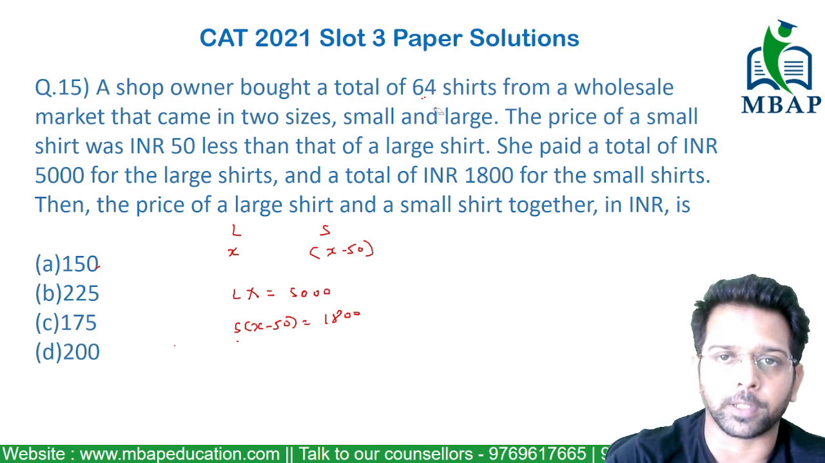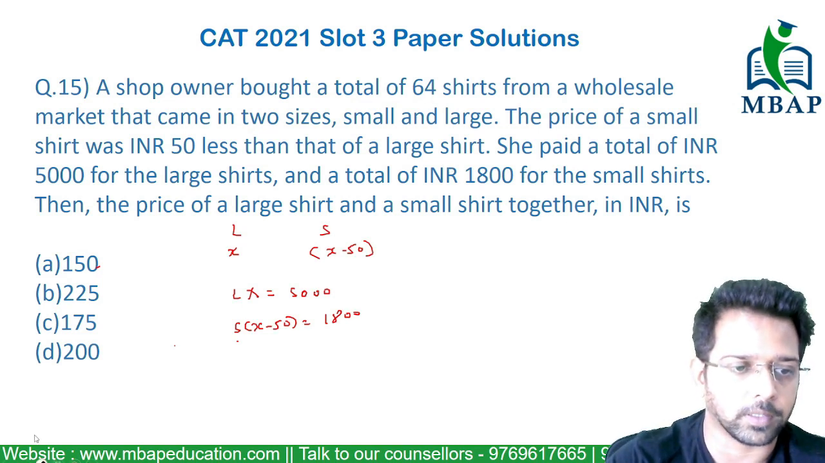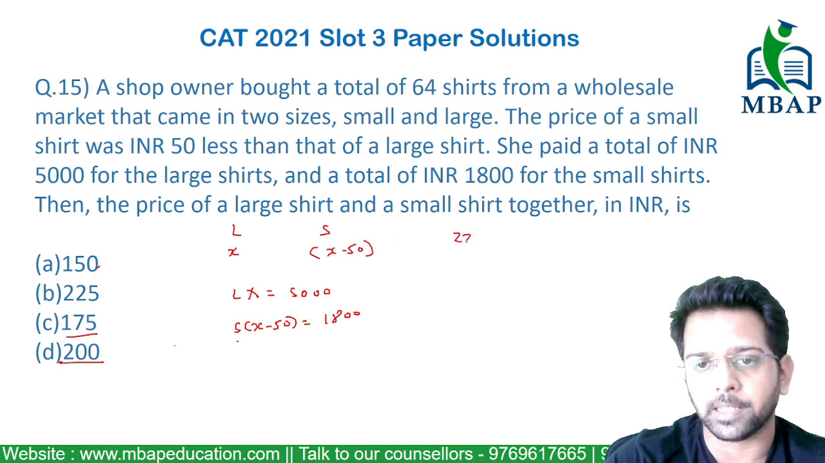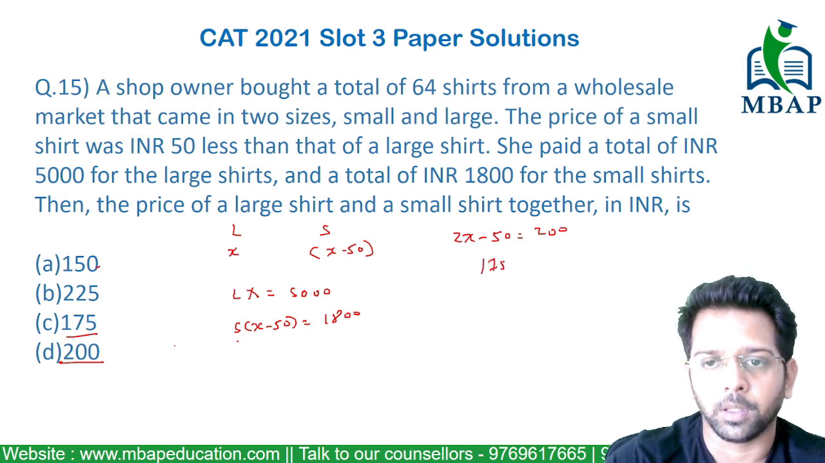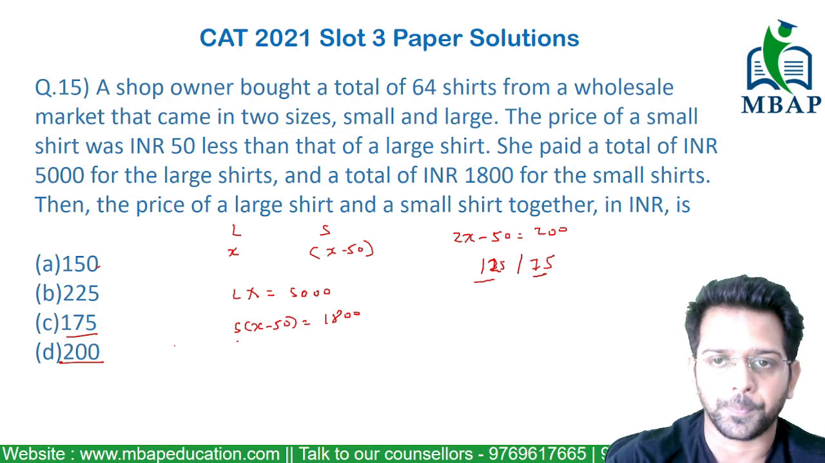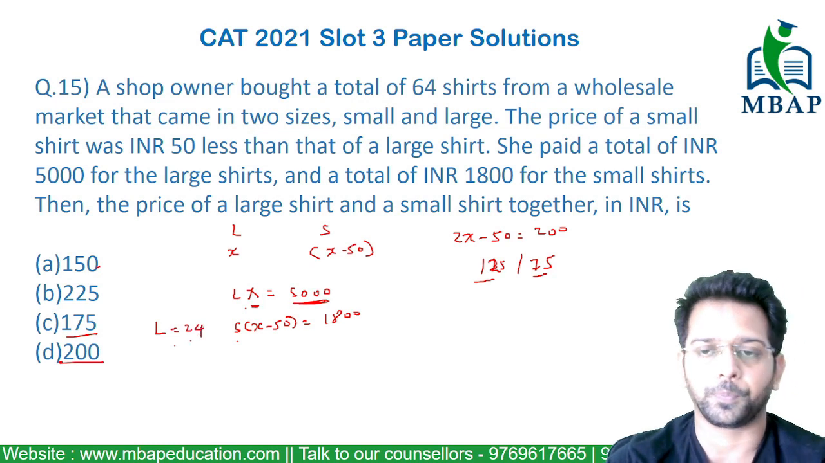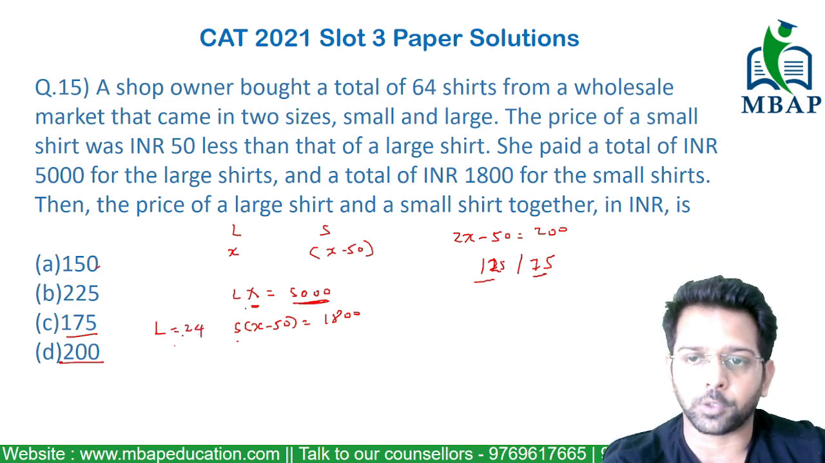But even if you want to test this out, let's test this with 200. The price 2x minus 50 is 200, which will give you the larger one to be 125 and the smaller one to be 75 rupees. L into 125 is 5,000. So L will come out to be 24.